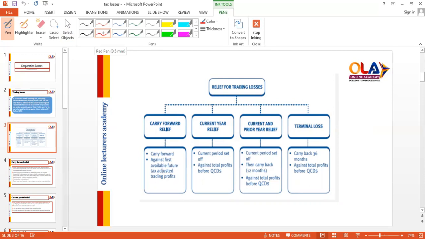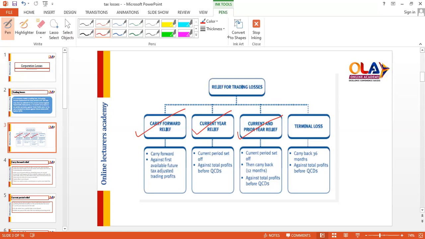So first of all, option number 1 is carry forward relief. Option number 2, we can offset our losses against current year income. Option number 3, we can use the carry back method, but for the carry back method, it is mandatory to use the current year first and then use the carry back. Remember, in individual trading losses, for a sole trader or partnership, there is no such condition that you have to offset with the current year first before using the carry back method. It is only in the company's case.